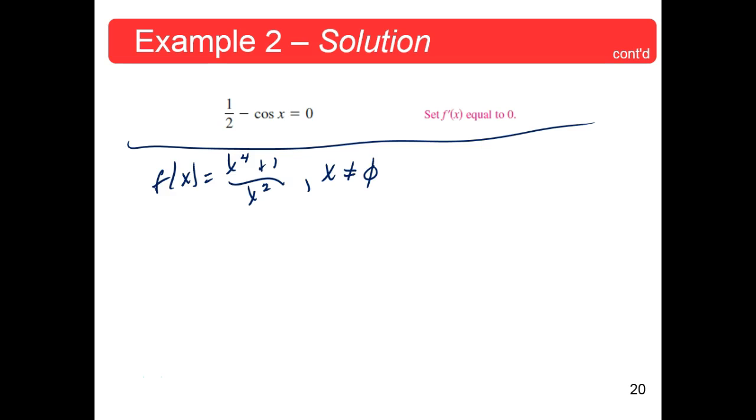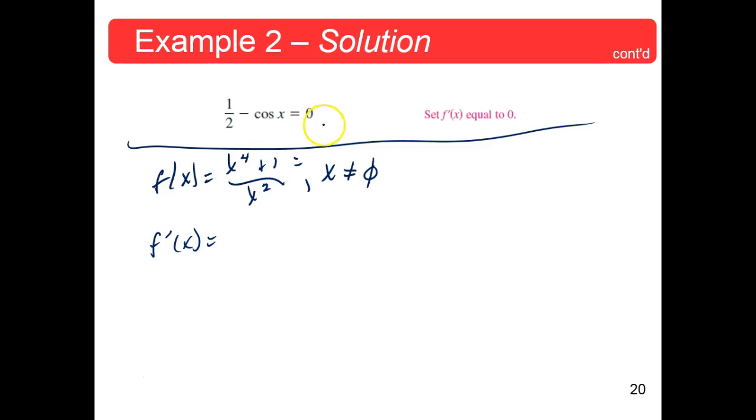Now, it says find the relative extrema of this problem. After you identify your domain, then what would you do next? Take a derivative, f prime of x. Now, how would you proceed with this? Quotient rule. I was afraid you were going to say that. Here's what I would do. If I can avoid the quotient rule, I usually do.